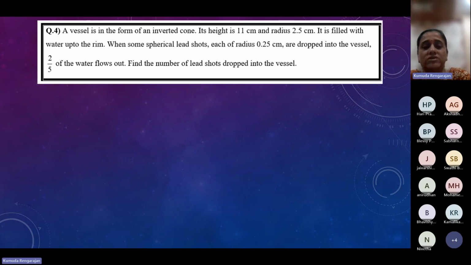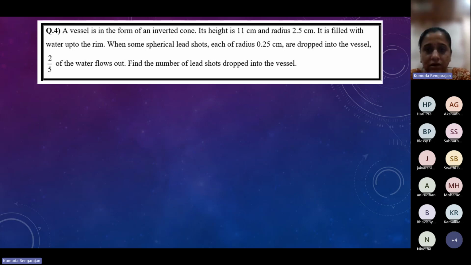Find the number of lead shots dropped into the vessel. So the two solids in the question are, okay, the cone is not a solid cone here. It is a hollow cone because it's filled with water. It's not a solid cone, but I'll just say solid, okay? So the two solids mentioned in the question are cone and sphere.